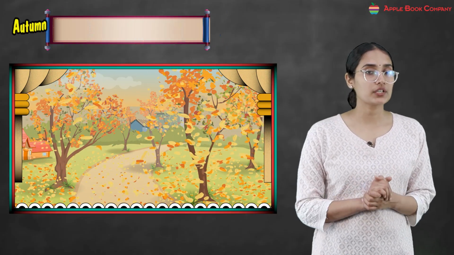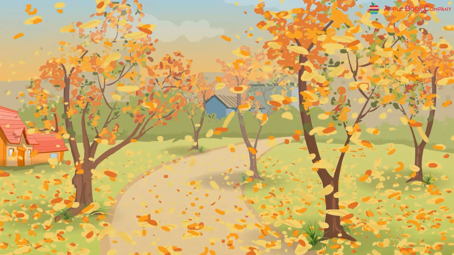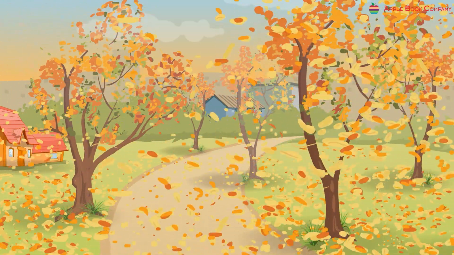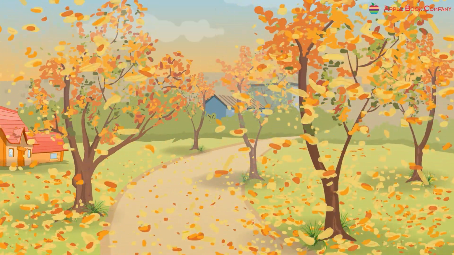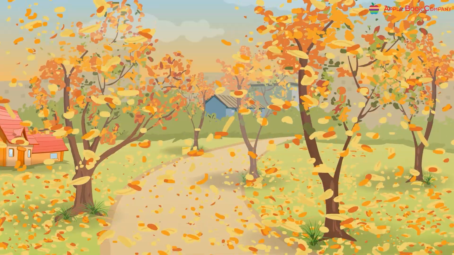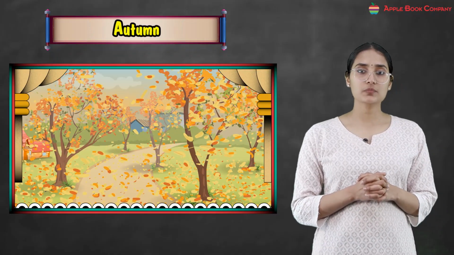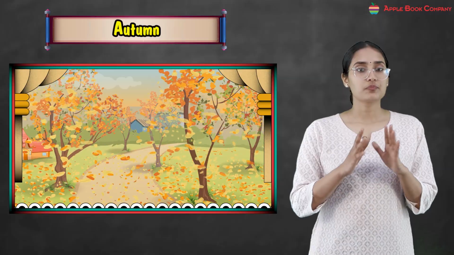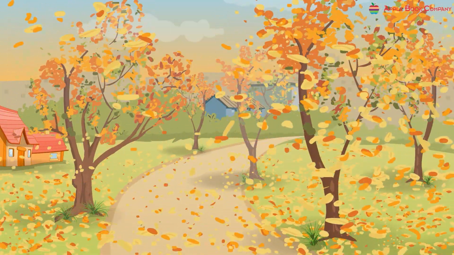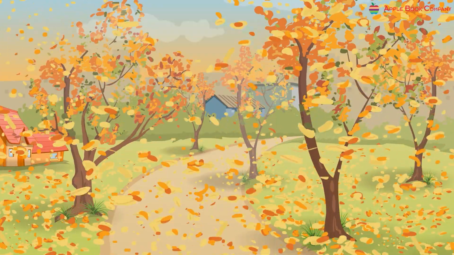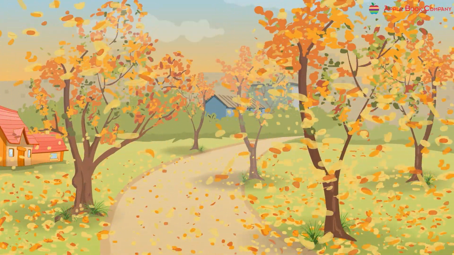Next comes the autumn season, okay? So autumn season in India lasts from October to November, marking the transition from monsoon to winter. The season is also known as the fall. So kids, during this autumn season, the weather becomes pleasant and mild, okay? The skies are clearer and moderate temperature is there, right?